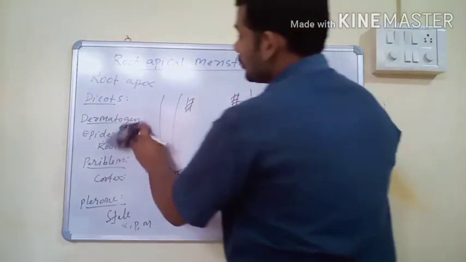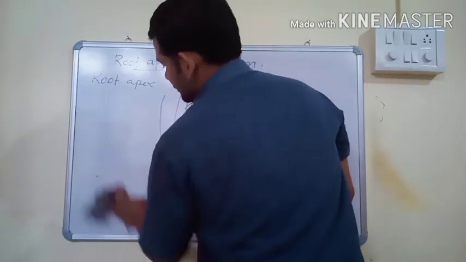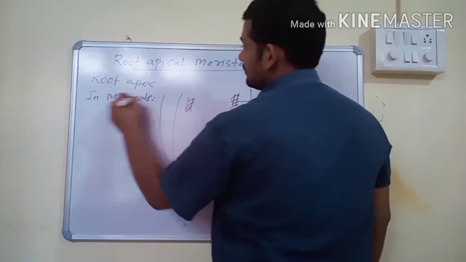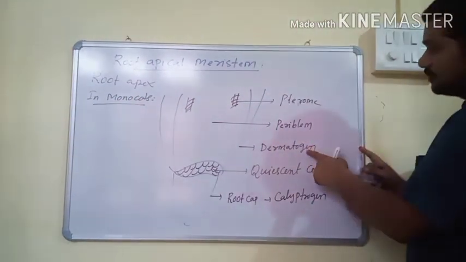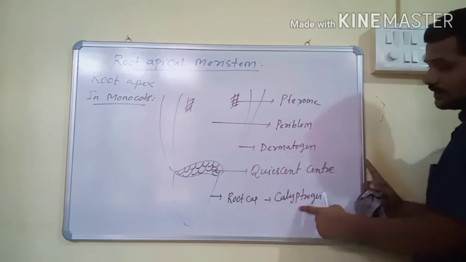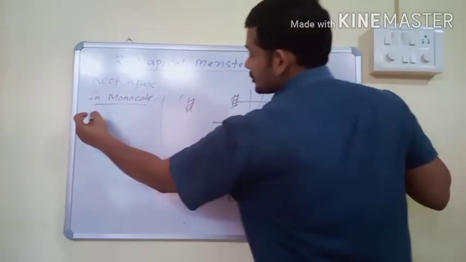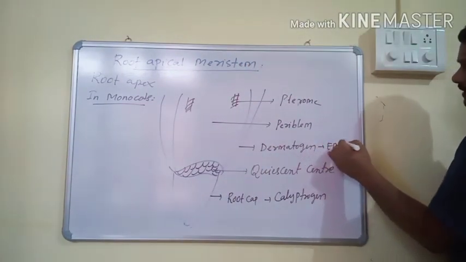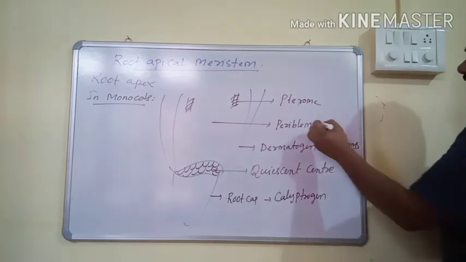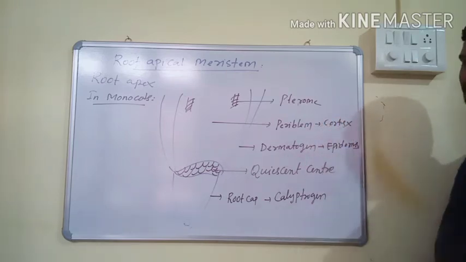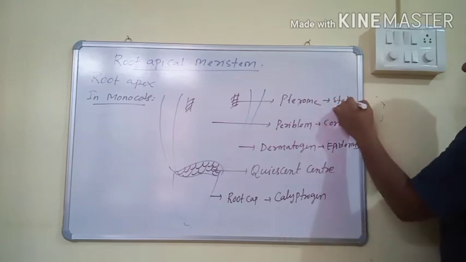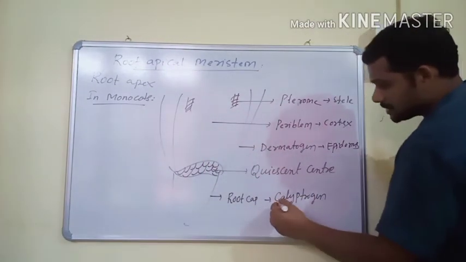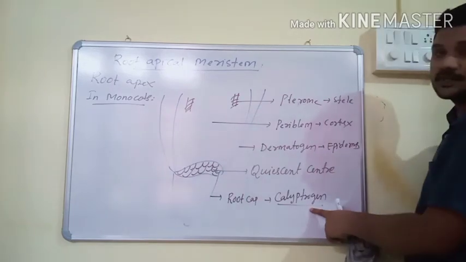But in monocots, the root apex has 4 histogens: dermatogen, periblem, plerome and calyptrogen. So dermatogen gives rise to only epidermis in the case of monocots, and periblem gives rise to the entire cortex region, and plerome gives rise to the entire stele region. In monocots, the root cap is produced by another histogen that is known as calyptrogen.